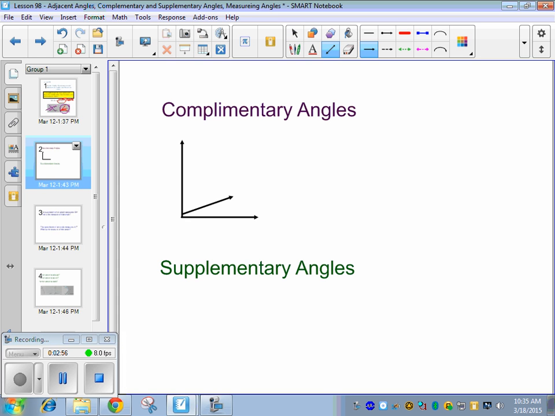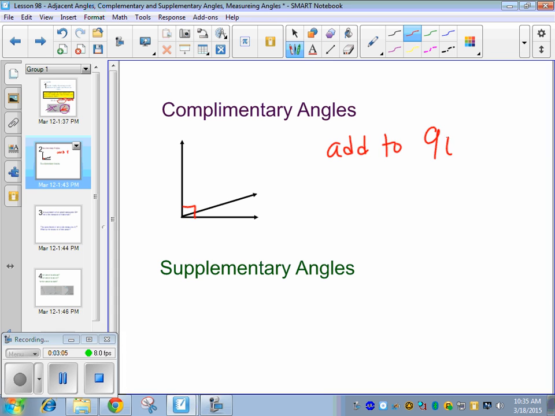So if I drew these two adjacent angles, they have to add to 90 degrees, okay? So if I have a little A and a little B here, angle A and angle B have to add up to 90 degrees. So you could have 70 and 20. Those add to 90 degrees, so they are complementary. I could have 10 and 80. Those add to 90 degrees, so they're complementary. Make sense? Okay.